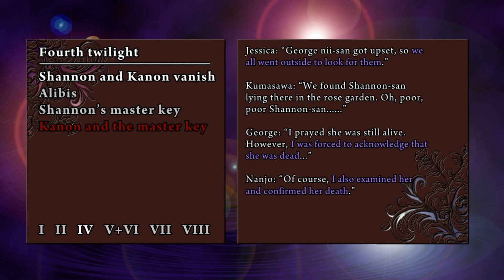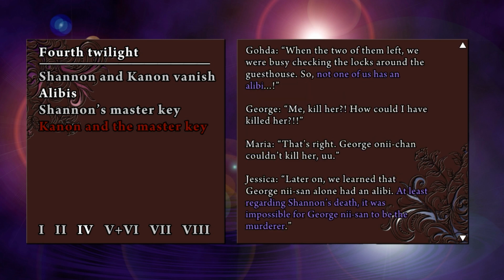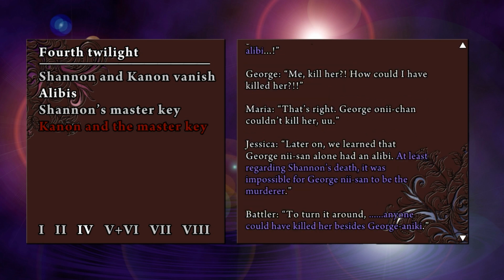So, Shannon, let me write. Fourth. Nanjo confirmed Shannon dead. Which means that what she says also is going to be true. Confirmed her death. Alibis. At least regarding Shannon's death, it was impossible for George to be the murderer.